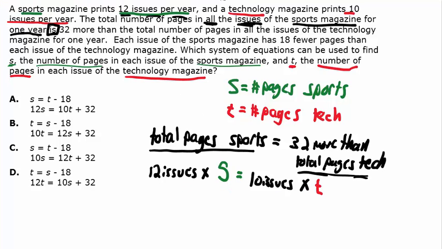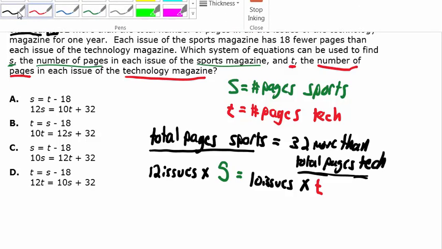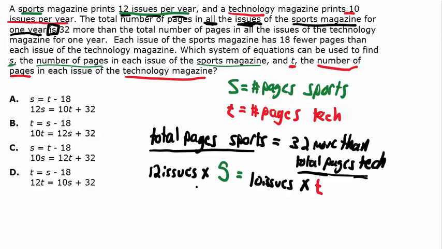I can clean this up a little bit. I know I'm doing 12 issues times the number of pages in each issue, so I can just write 12S equals 10T, and then we're adding 32 to the total, so plus 32. Now that I've written my first equation, I could start eliminating some answer choices, but I'm going to hold off for just 1 second. That's an S, by the way. Oh, I just made it worse. I'm going to go ahead and write my other equation.